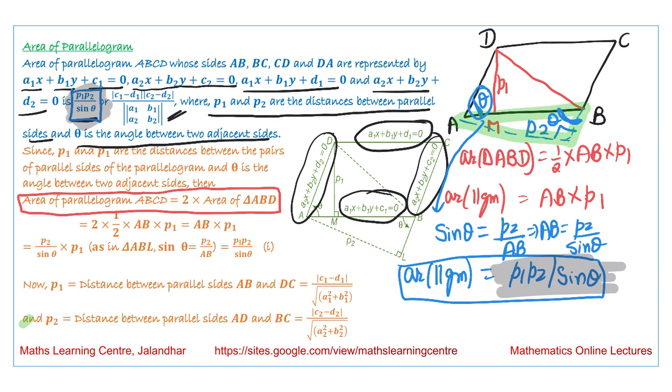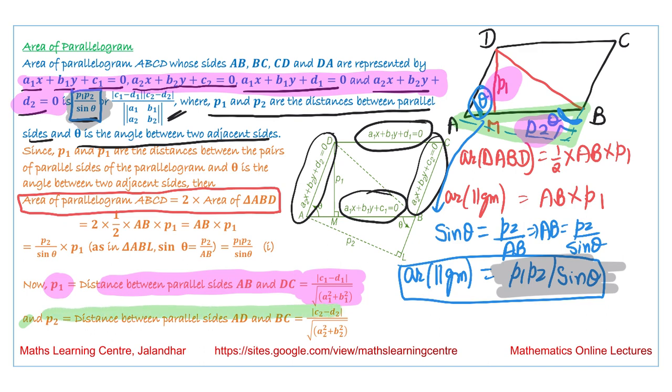Now we calculate the distance between the two parallel sides, that is, the values of P1 and P2. So P1 is the distance between the sides AB and DC, and the equations of all these four lines are given to us. So the distance between these two lines is given by this formula. The distance P2 between the parallel sides AD and BC is given by this formula. These are the values of P1 and P2 that we have.